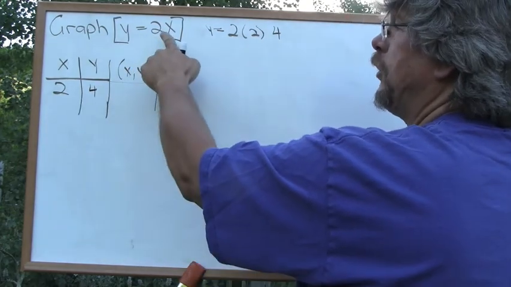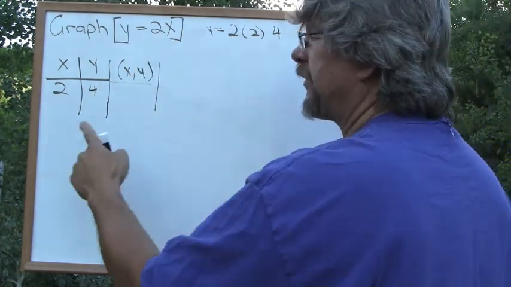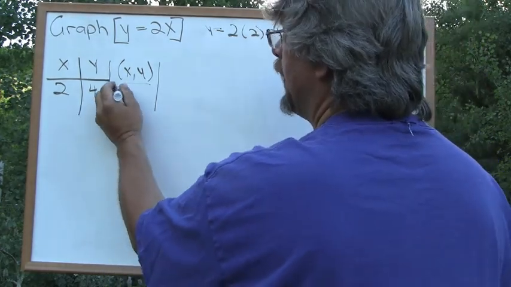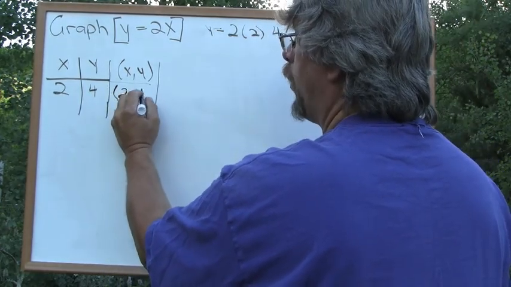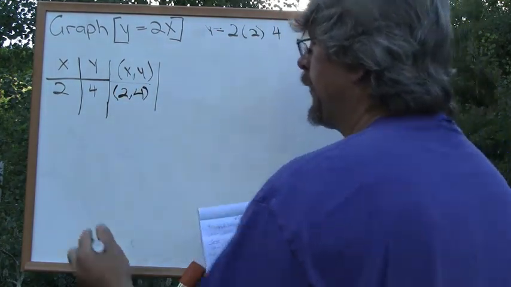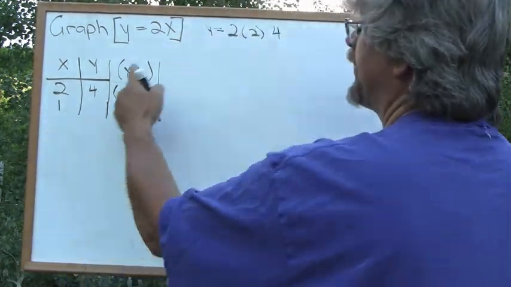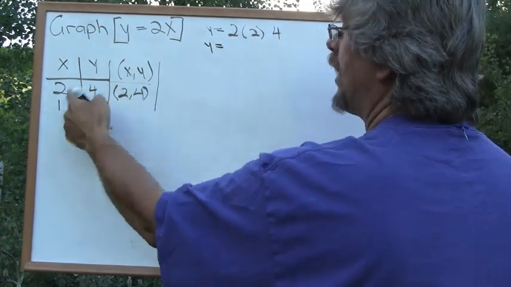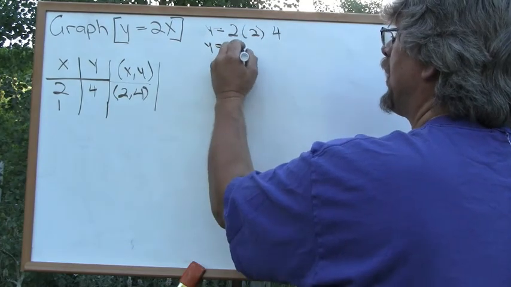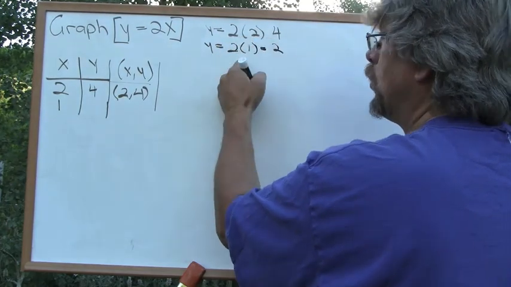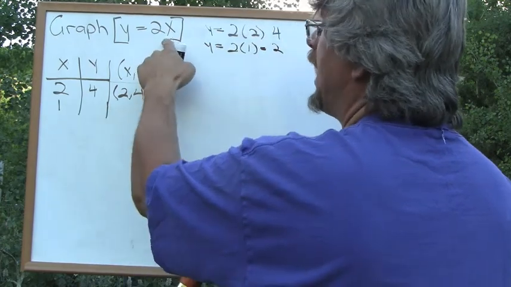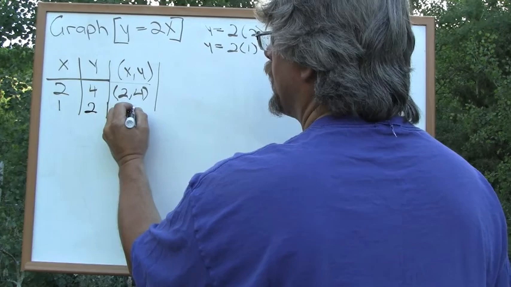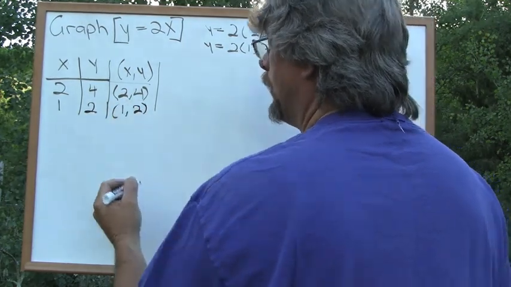We chose the number 2 for x just to get this process started. We're trying to find coordinate pair of points. So our first point is 2 and 4. And then if we choose 1 for x, 2 times 1, this says y equals, we're just plugging and chugging numbers into x, is 2 times 1, which equals 2. So when x is 1, y is 2. And there's another coordinate point, 1 and 2.